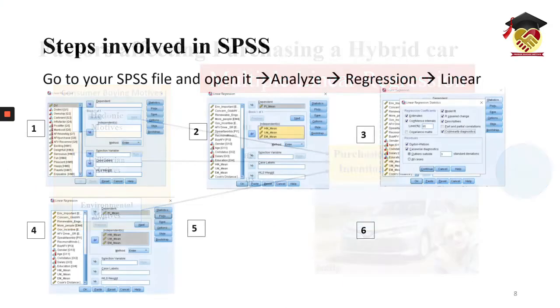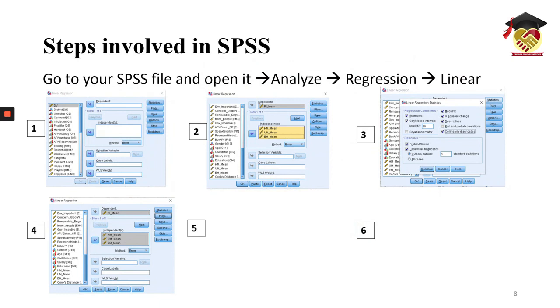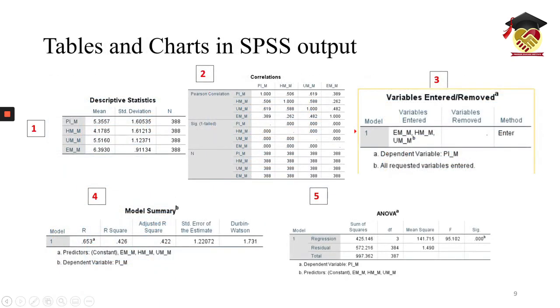Okay, right. So these are the steps that we followed. These are the tables. I already imported all these tables. This is for the descriptive statistics. This is for the correlations. I will discuss later when time comes. So this is the model summary. How many variables you included, and this is the R squared. So this table is very important, right?